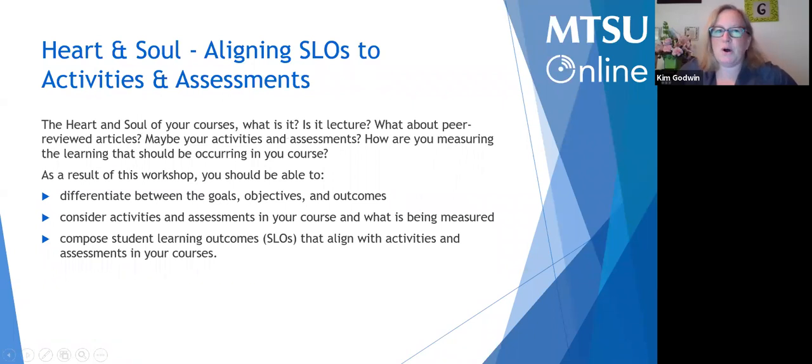Okay, so heart and soul: aligning student learning outcomes to activities and assessment. Your activities and assessments are the heart and soul of your class. It is what happens. It's what's important. It's where the learning takes place. It's where things occur. So what is it? Is it a lecture? Is it an article? Activities and assessments? How are you measuring the learning that should be occurring in your class?